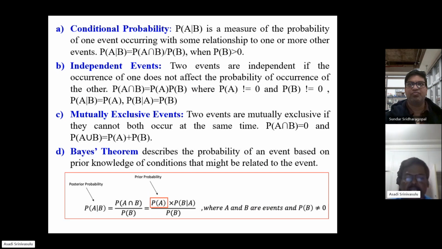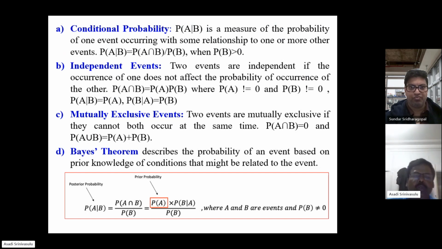Independent events: two events are independent if the occurrence of one does not affect the probability of occurrence of the other. That means P of A intersection B equal to P of A multiplied by P of B, where P of A is not equal to 0 and P of B is not equal to 0. Then for independent events, P of A given B equal to P of A, and P of B given A equal to P of B. That is called independent events.